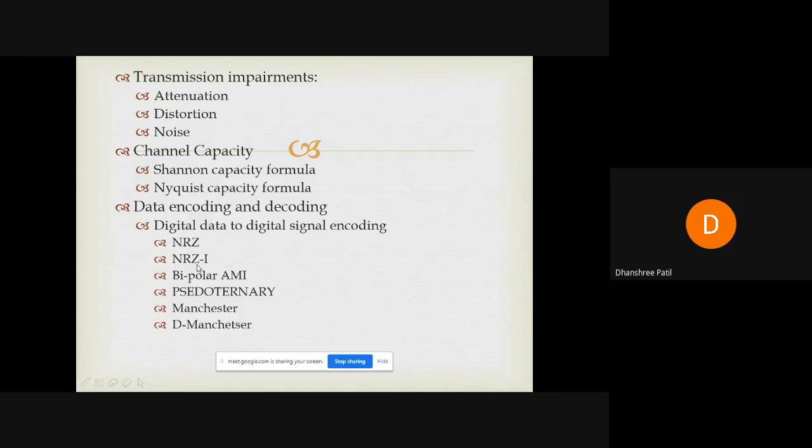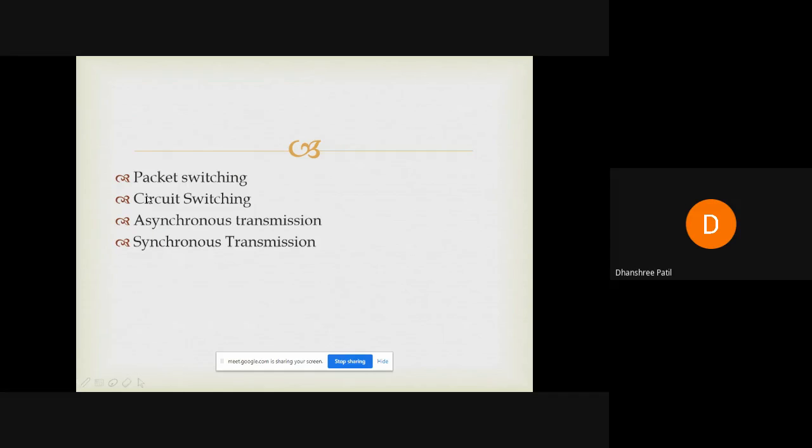Then NRZ, NRZ-I, all these three we have just seen. Then we have seen packet switching, circuit switching, and synchronous and asynchronous transmission. So all these points we have seen in the first chapter.